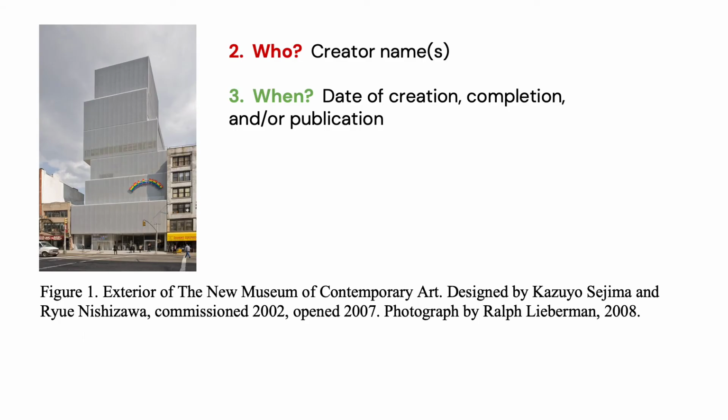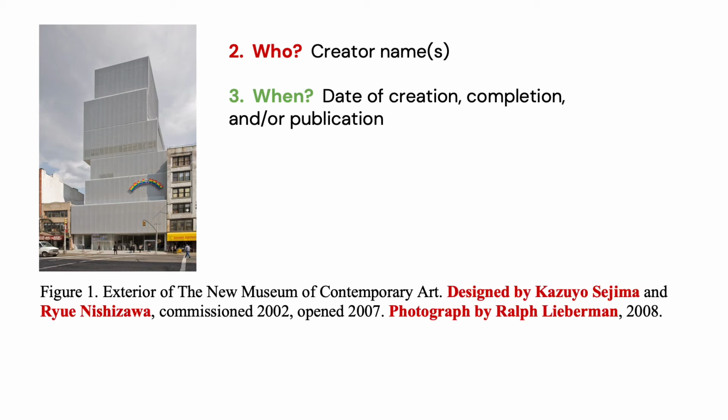Going back to our example, next let's define the who and the when. Start a new sentence to identify the first set of creators, the building's architects. Designed by Sejima and Nishizawa. And then another new sentence to credit the photographer. Photographed by Ralph Lieberman.